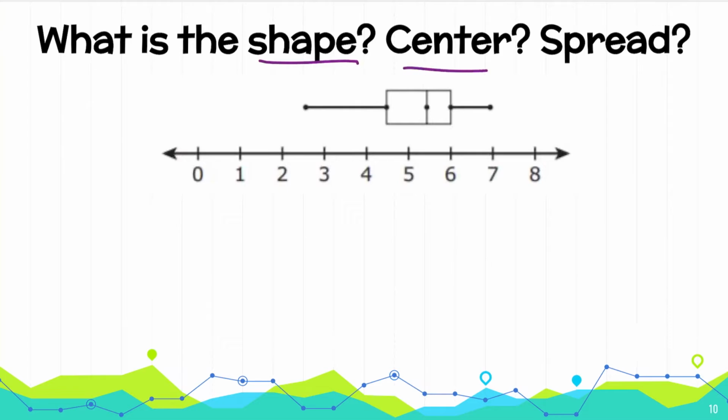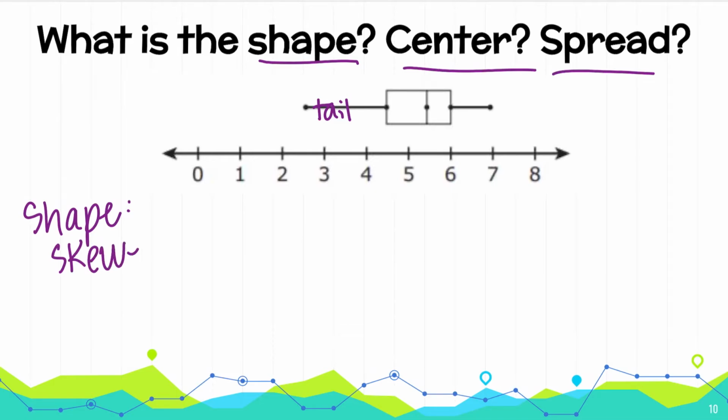Now we want to know what's the shape, the center, and the spread of this box plot. Well, first we can look at the shape. I see that we have a tail to the left, that it's longer on the left. So my shape will actually be skewed left, which means that my outlier is on the left. So it's pulling my mean to the left. So the mean will be on the left of the median.